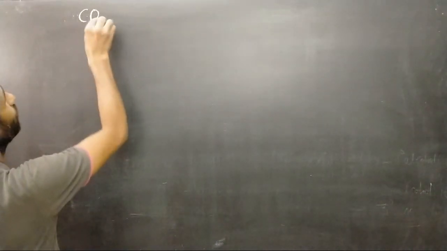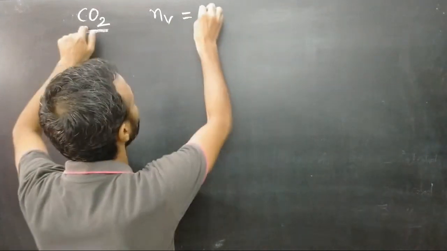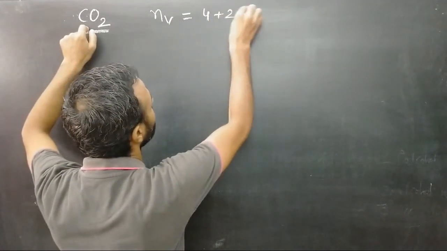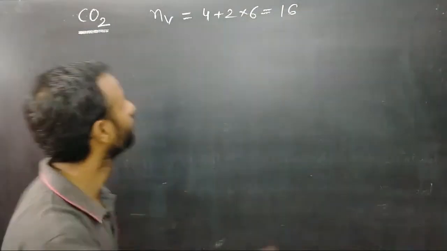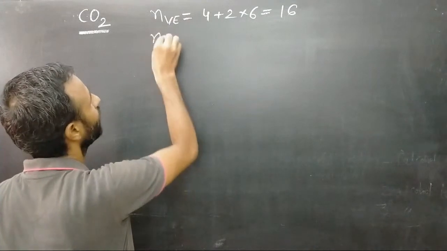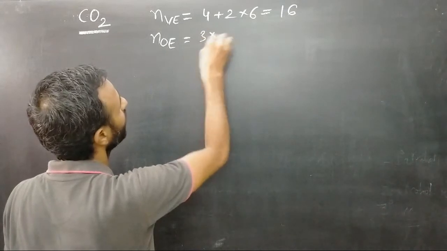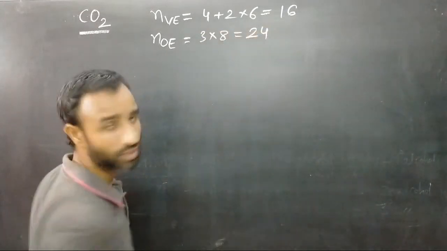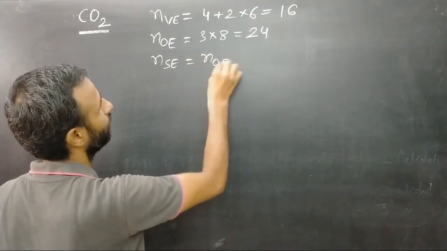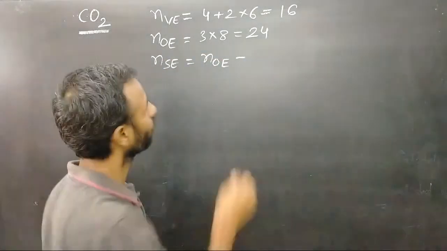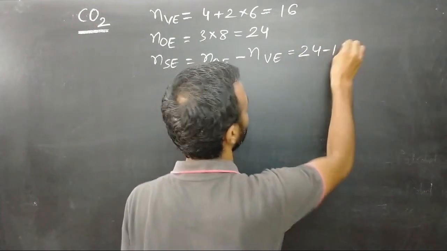For CO2, you know, total number of valence electrons are 4 from carbon and 6 from each oxygen. So total valence electrons are 16, and total number of electrons required to complete their octets is 3 into 8, that is 24. So number of shared electrons equals total electrons required to complete octet minus valence electrons, that is 24 minus 16.